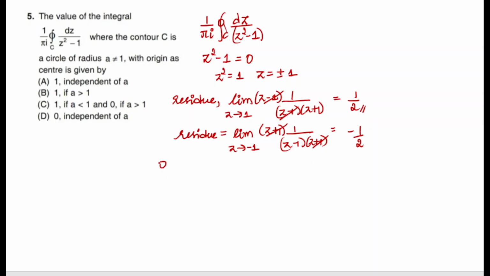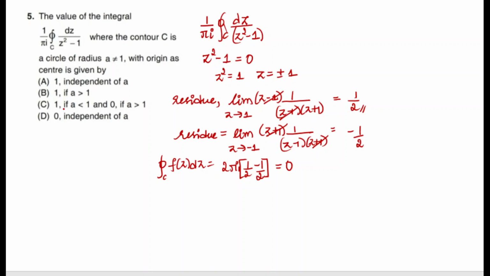If I find the value of this closed integral of f(z) dz, it is equal to 2πi times (half minus half). So half minus half is equal to 0. What they are asking is whether the value is 1 if it is independent of a. The value is 1 if a is greater than 1. What if a is greater than 1? We did not find that. What about a equal to 1 and a less than 1?